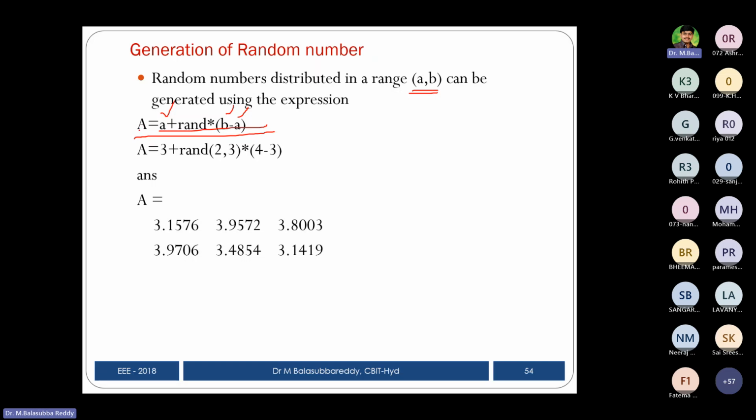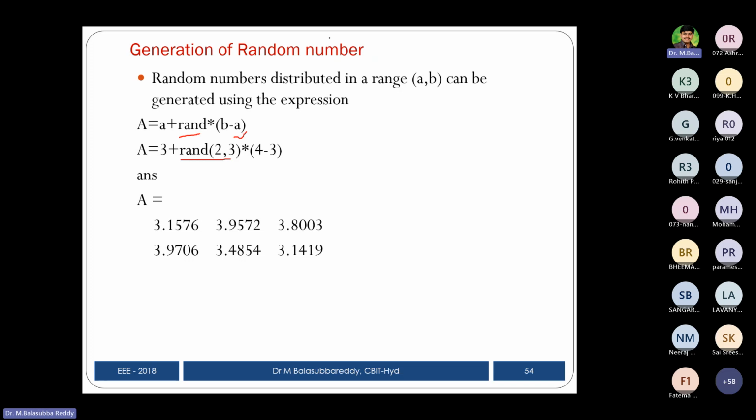But what is the difference between the first and the second one? In the first case, I used rand only, I did not specify any number of rows and number of columns. Whereas in the second one, I mentioned 2 comma 3. What is the meaning of 2 comma 3? Random values between A to B in 2 rows and 3 columns. But the first statement, if I execute, only one value is going to be generated.